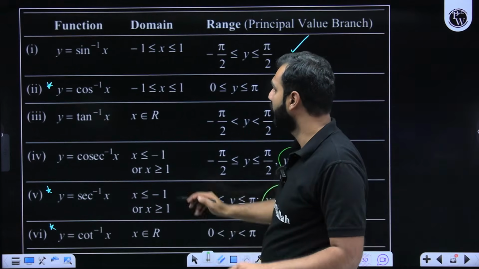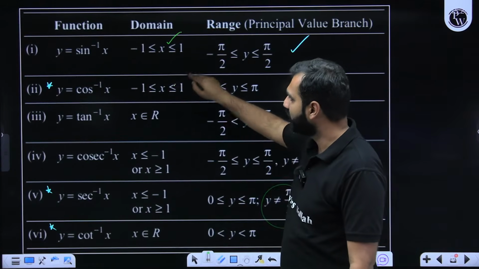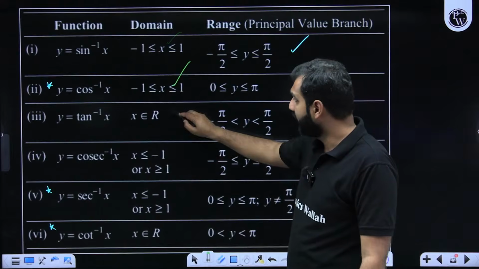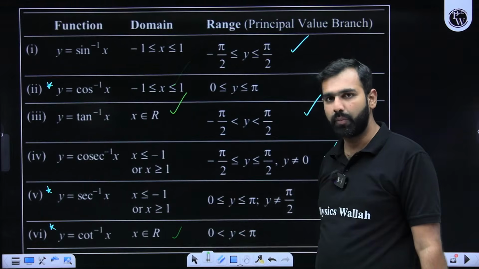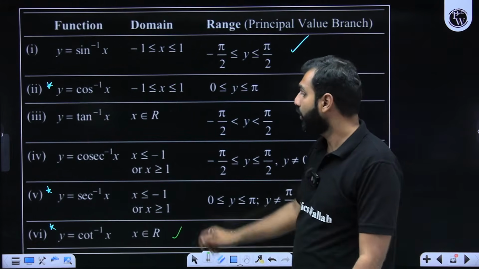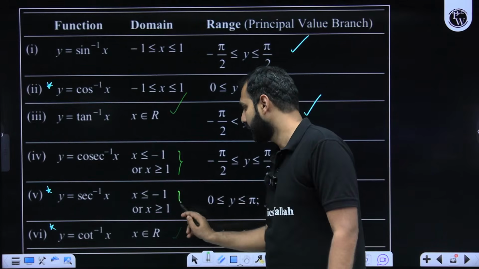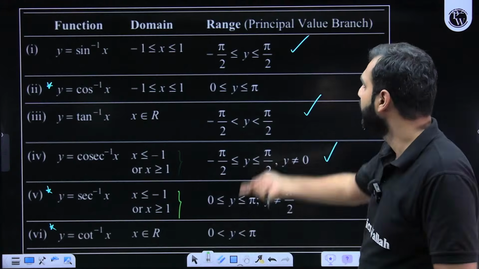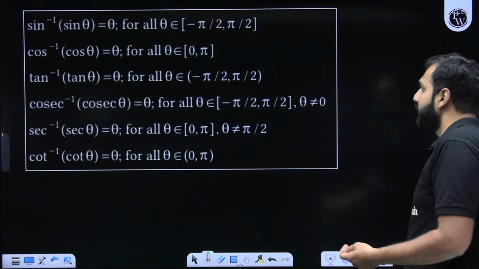Similarly, here, when you talk about domain, sine and cos inverse will have the same domain. You know the reason. For tan and cot, you'll have the same domain. You know the reason. And for cosec and sec, you will have the same domain. I hope you understand the reason. If you know the original trigonometric functions, understanding their inverse is a simple task.